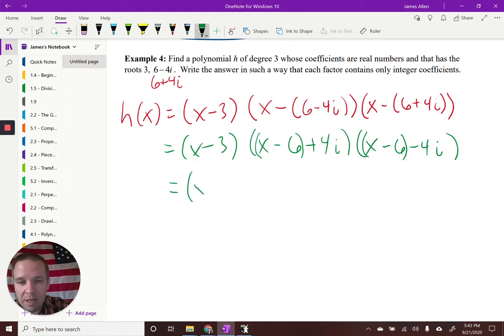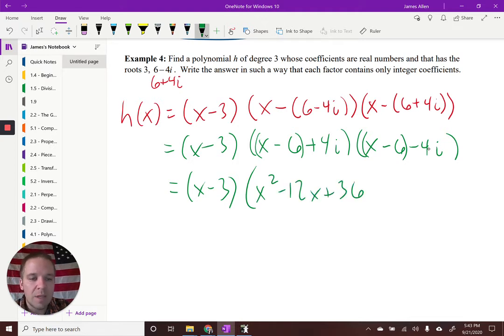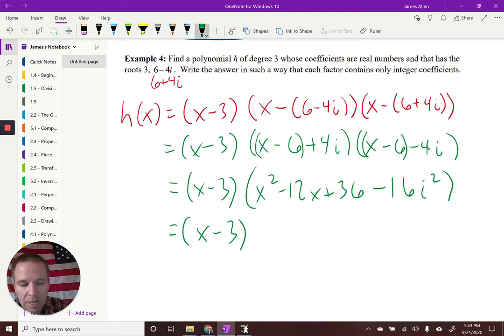So I'm going to have x minus 3 still, and then in my next one, I'm going to have x minus 6 times x minus 6, so that's x squared minus 12x plus 36, and then I'm going to have negative 16i squared. We're almost there, and I'll have x minus 3 times x squared minus 12x, and this one right here is going to become positive 16. So if I add those two together, what do I get there? 52.